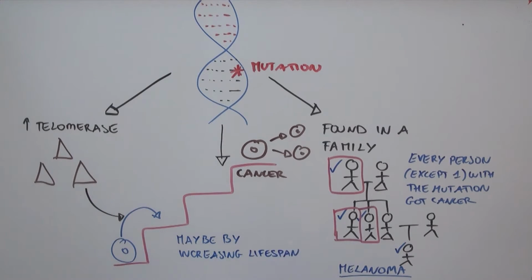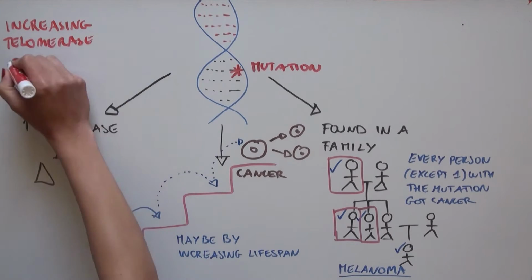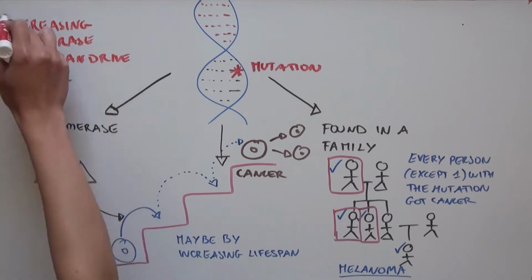If these cells acquire more mutations, they will keep moving up the staircase until they become cancerous. So this article makes us rethink the way we see telomerase in cancer development. This is one of the first indications that increasing telomerase alone can drive cells towards becoming cancer.